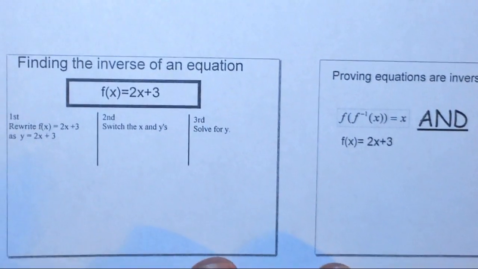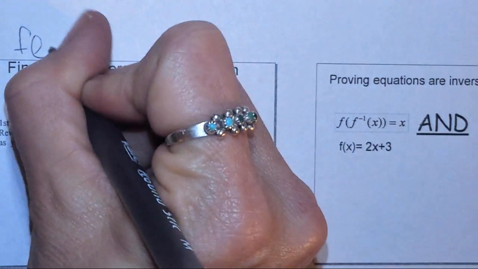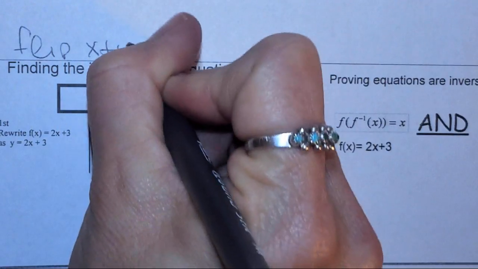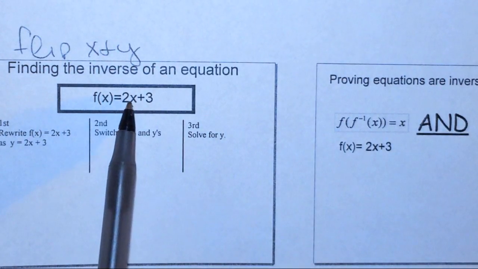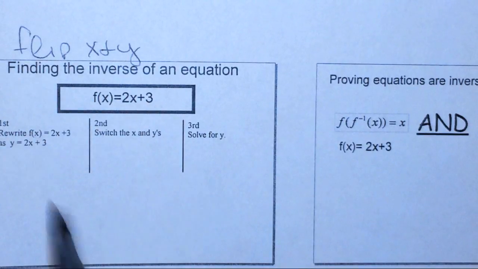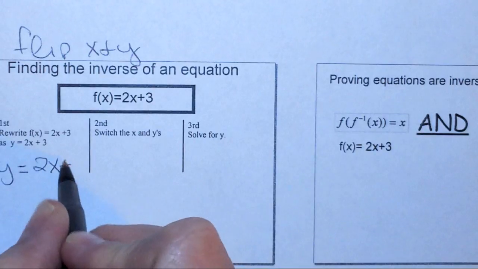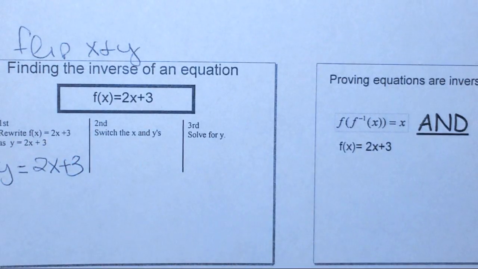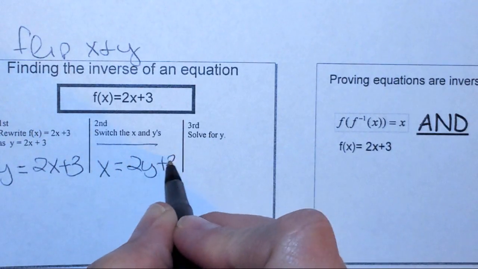To find the inverse of an equation, we're going to follow the same steps. We're going to flip the x and y and solve. So my original equation was f of x equals 2x plus 3. The first thing we want to do is rewrite f of x as y equals 2x plus 3. Then we're going to switch the x's and y's. So x equals 2y plus 3.